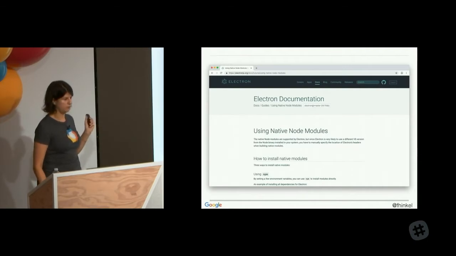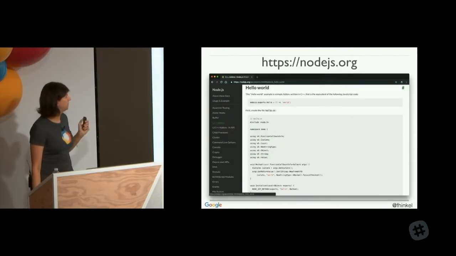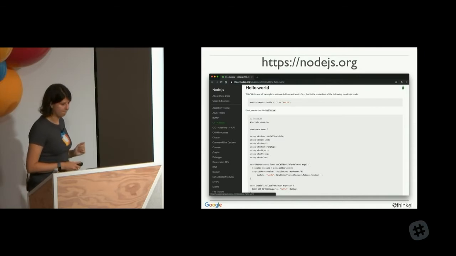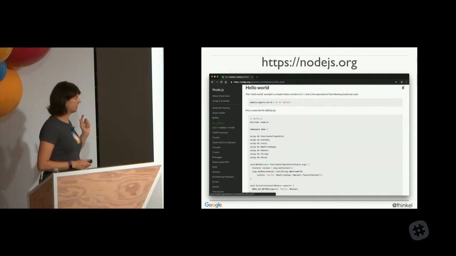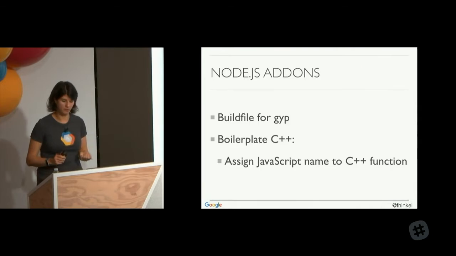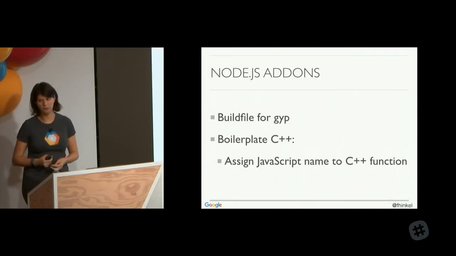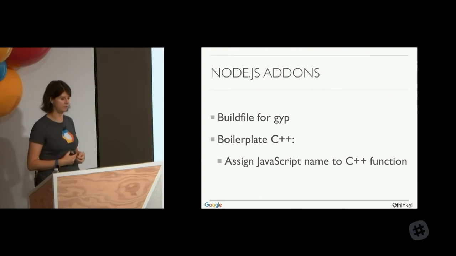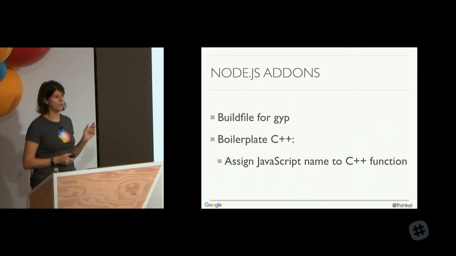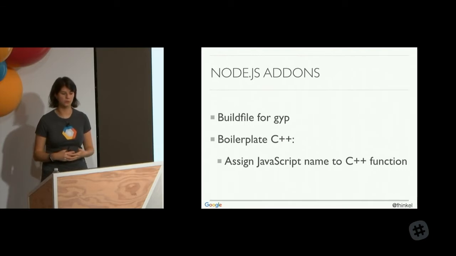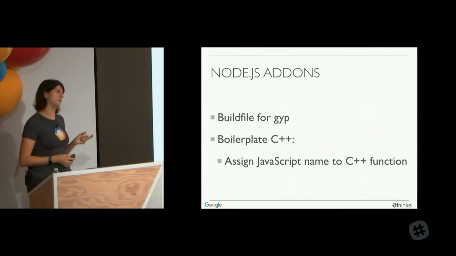And if you want to play with any native modules, we have it on the official Node.js.org documentation, the Hello World, and a few other things. It's really not that hard to write a native module. There's two things that you need. You need a build file for GYP, a binding.gyp file that gives some instructions on which C++ file to use. And then in your C++ code that you have anyways for the functionality that you want to implement, you just need a little bit of boilerplate C++.